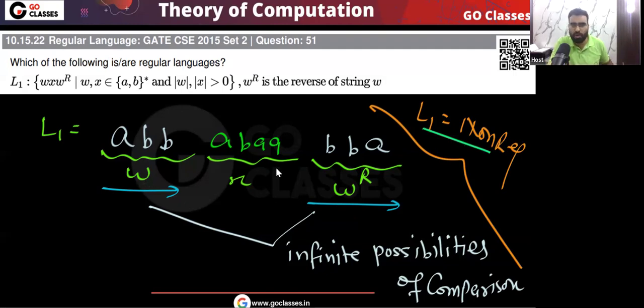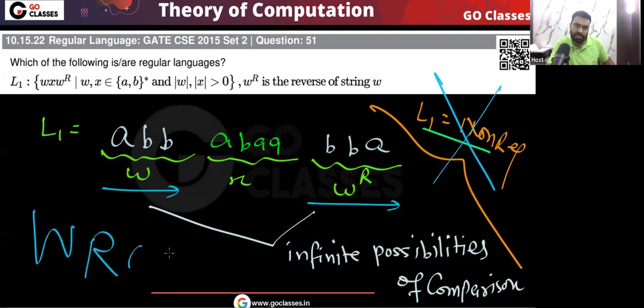This analysis is wrong because you are not understanding the language. I told you the first step in detection of language class is to first understand the language: which strings belong to the language and which strings do not belong to the language. First you understand that clearly. So remember, this whole thing is wrong.